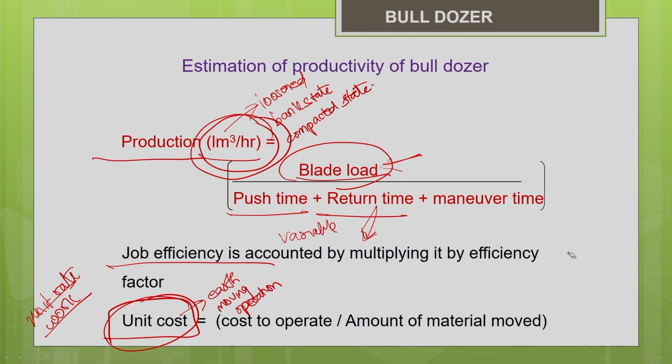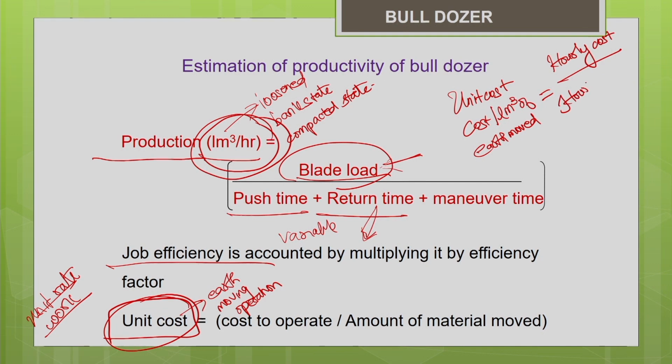So, how to find it? For that you need to know that unit cost is nothing but cost per loose meter cube. Say I am going to find it in the loosened state. I need to calculate the cost per loose meter cube of earth moved. It is nothing but the hourly cost associated with the machine divided by the hourly productivity. If we know these two data, I can calculate.